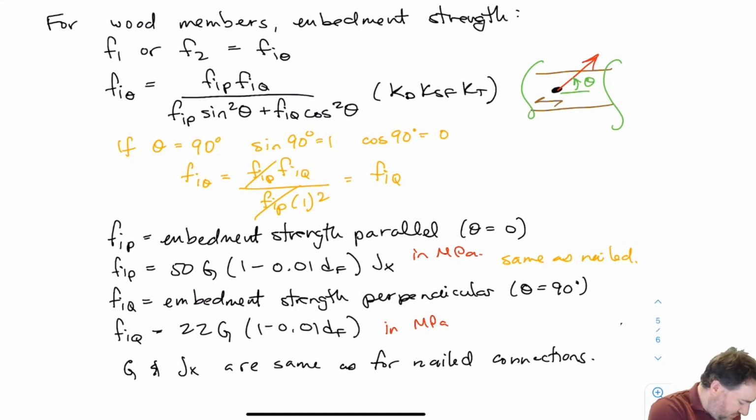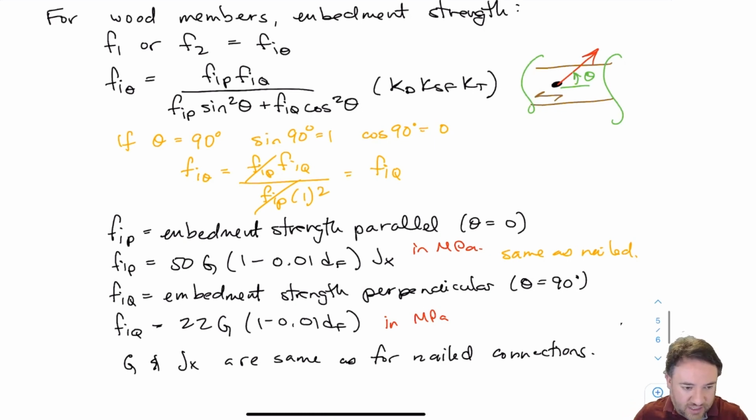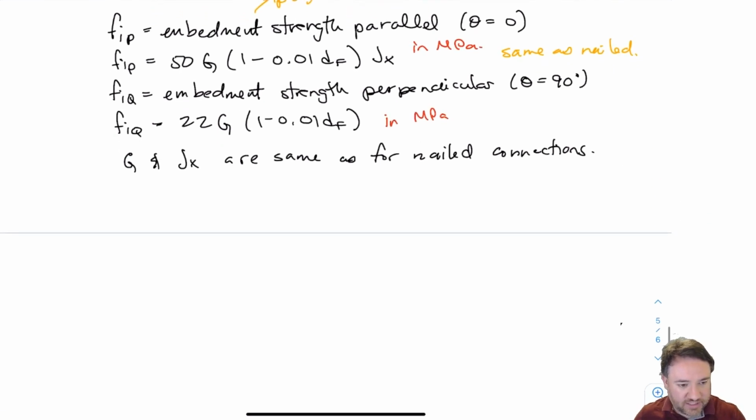Okay, now what about for other types of members? So we need to have an embedment strength for steel. This is not the design of the steel plate, of course. This is just the embedment strength for the calculation of the yielding modes of the bolt combined with crushing of the wood. For the strength of the steel plate, you need to calculate that separately using S16, which is the steel design standard.